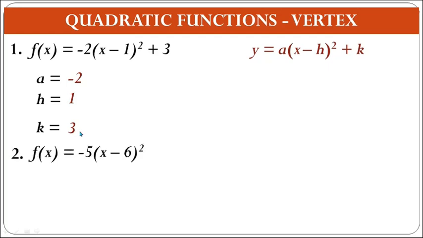Another, we have f of x is equal to negative 5 times the square of x minus 6. Using this one para mas mag-guide yung value ng a, h, and k. So, a natin is yung nasa labas, which is negative 5. H, so minus. Therefore, yung h natin is positive 6. And k, we don't have constant in here. Therefore, ilagay natin is 0.